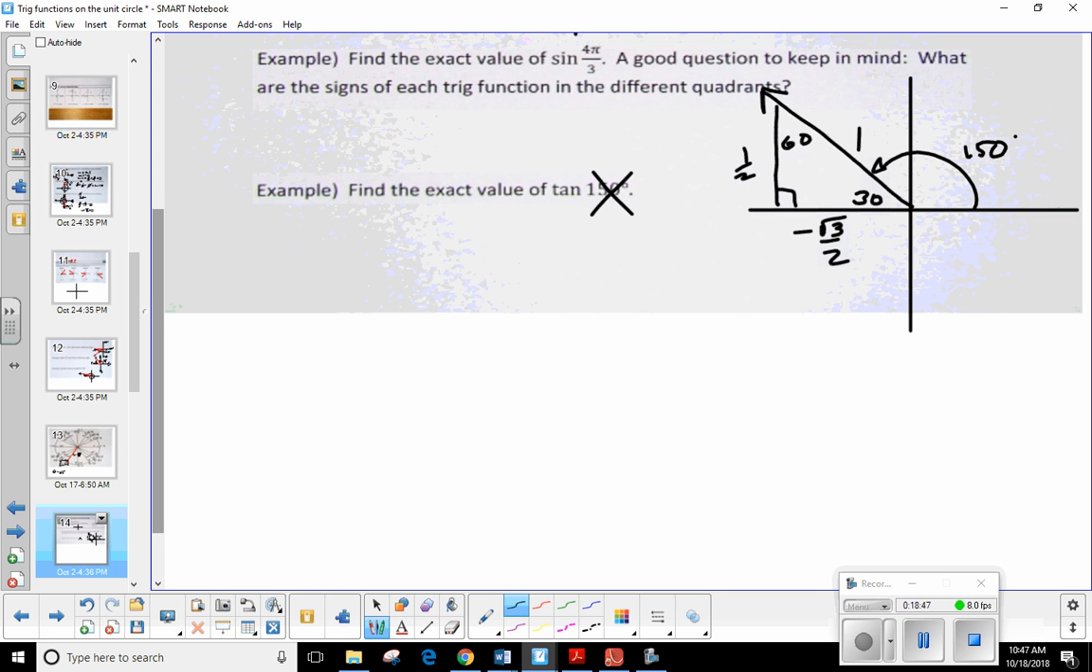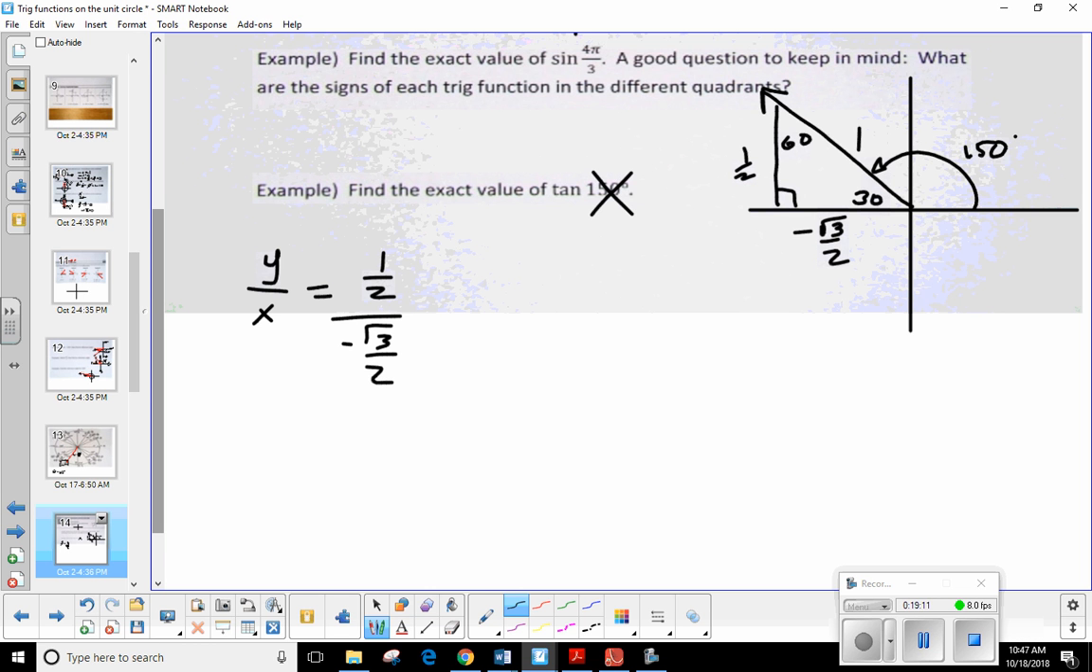Tangent always wants the y over x. So I'm going to go ahead and do just that with what I have. The y value being 1/2 divided by the negative square root of 3 over 2. And now we just need to do a little bit of algebra and you got your answer. Is everybody seeing how it's really just those two parts? Use the angle to find where it stops. Then the trig function tells you what to do from there on.